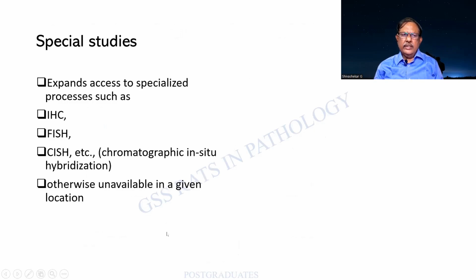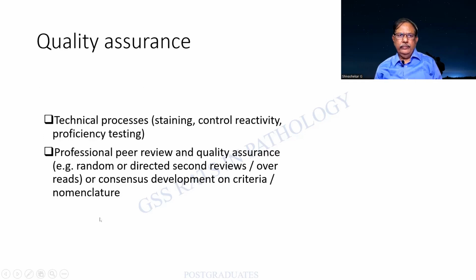So, what are the other uses of it? There can be other uses, such as immunohistochemistry, FISH, fluorescence in situ hybridization, also where such testing is otherwise unavailable in a given location; these can be done. Quality assurance of the staining and other things, and proficiency, can be maintained. Professional peer review: you get the opinion of the superiors.